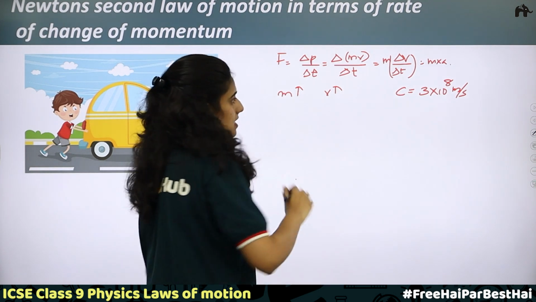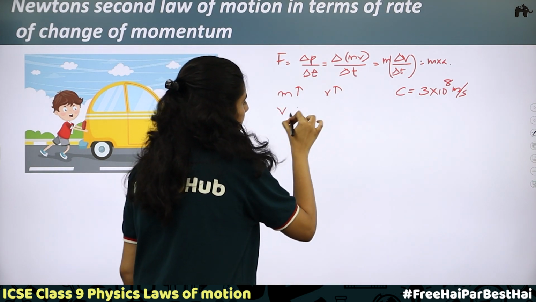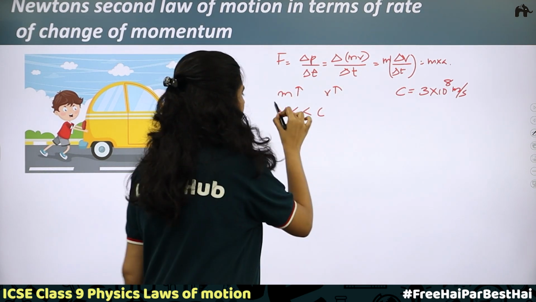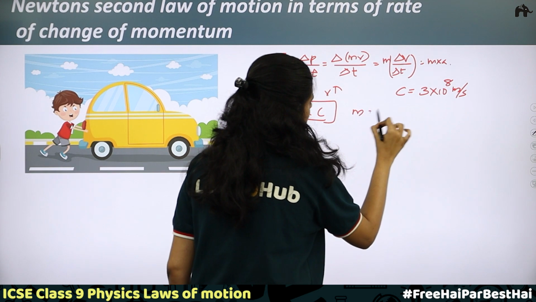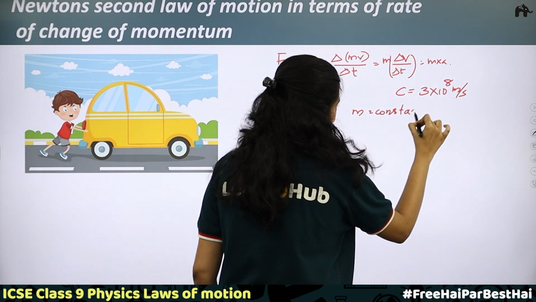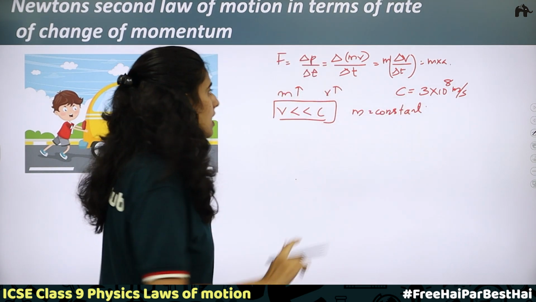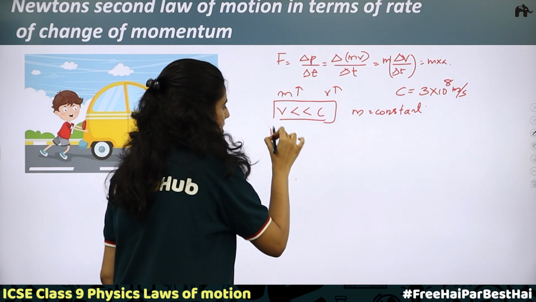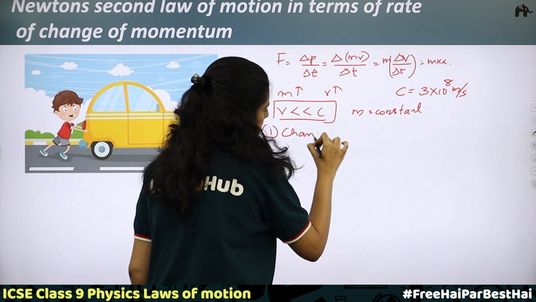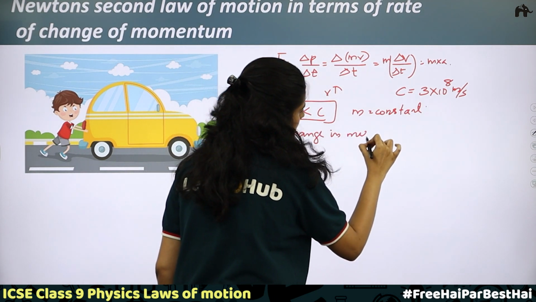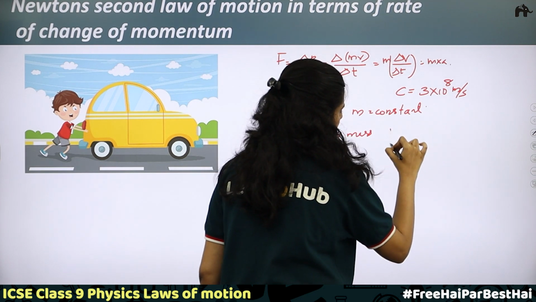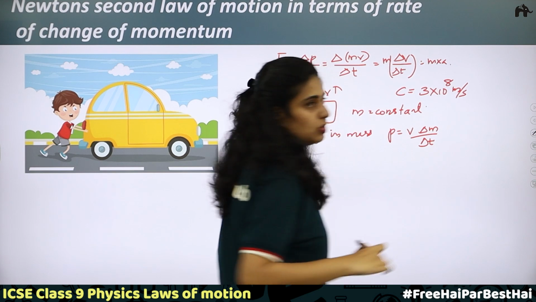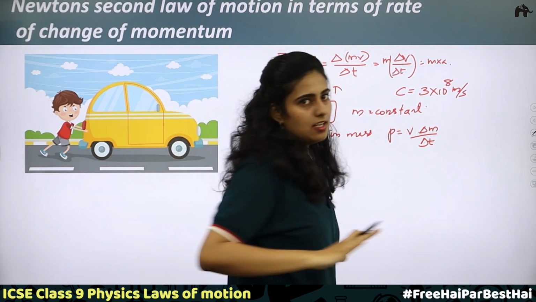Yes, in that case, that is, velocity less than the speed of light, we can take mass as a constant. Okay, mass will be a constant. So we know that the change in momentum happens, one way, by change in mass. Okay, velocity is a constant, like P is equal to V delta M by delta T. Okay, change in mass. In that case, velocity is a constant.